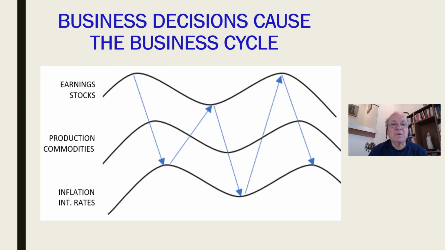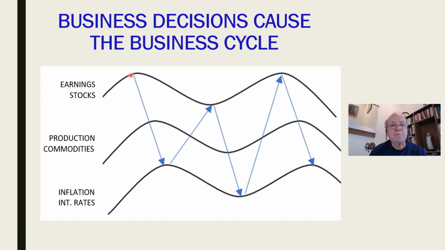The business cycle is the outcome of business decisions and how business reacts to inputs from the governments and the Federal Reserve. For instance, where are we now? Right now we are in phase 4. Phase 4 is here. What happens in phase 4?